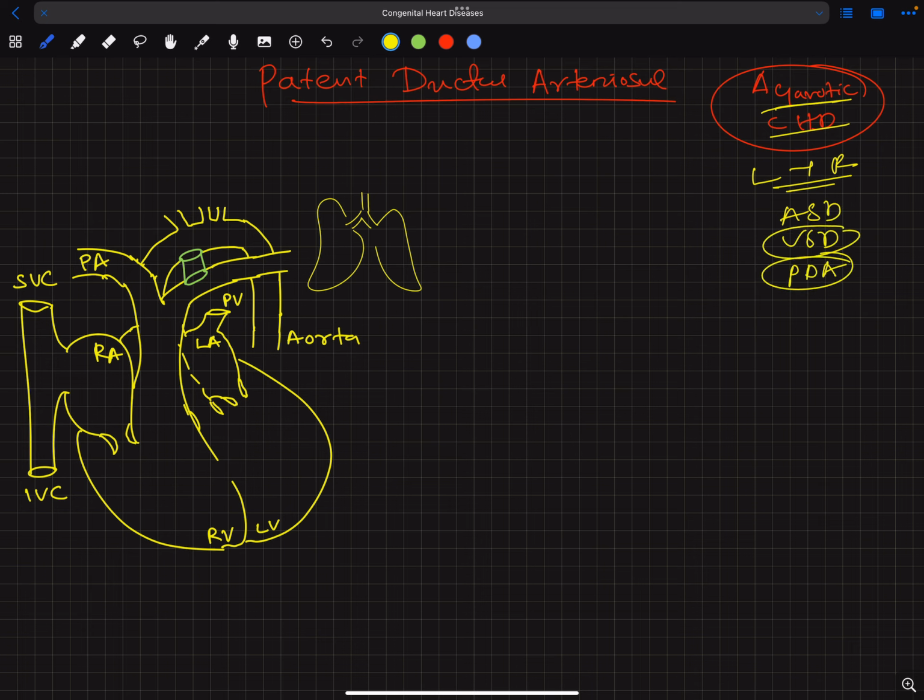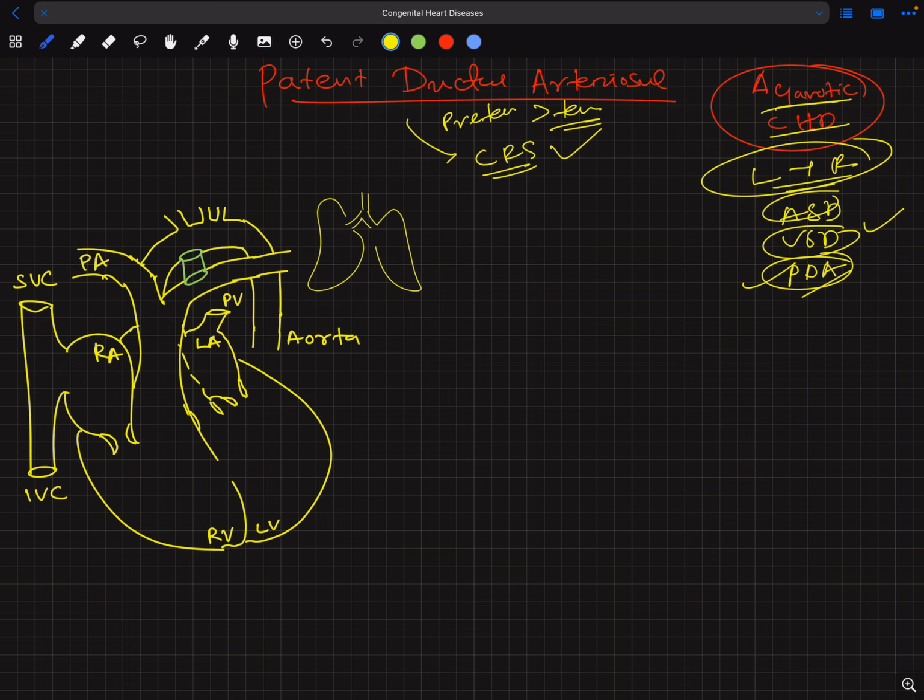Among these, the most common is VSD. We have discussed ASD also; now we will discuss PDA. Patent ductus arteriosus is mostly seen in preterm babies, greater than term babies, and is associated with congenital rubella syndrome. Here, as we discussed, there is presence of left to right shunt. This part is called the ductus arteriosus.